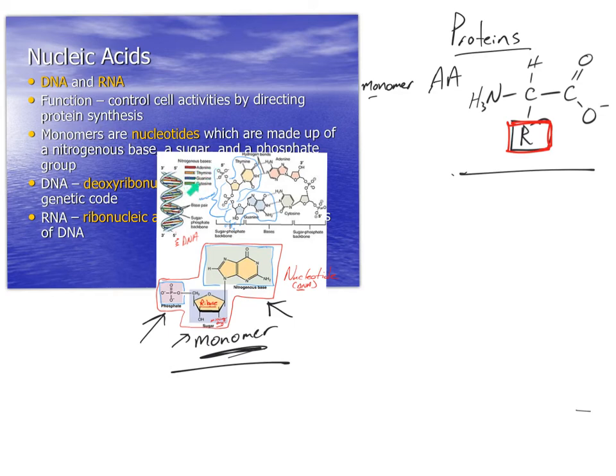And by the way, the difference between the 4 is just that this nitrogenous base is different. These 2 parts are the same. This part's different. Just like with the amino acids, this is all the same, and it's the R group that's different, and so there's 20 different R groups. There's only 4 different nitrogenous bases. So that's going to be very important as you move forward.